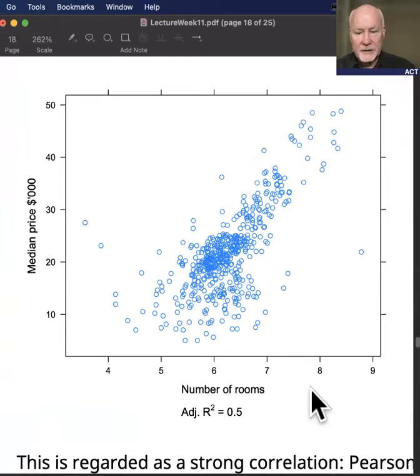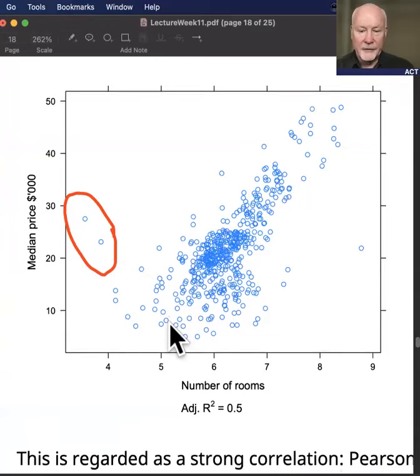And you look at that and you can see, well, there's something a little bit anomalous going on here. There are some outliers there, but basically there's a pretty obvious correlation. The more rooms, the more the house costs.